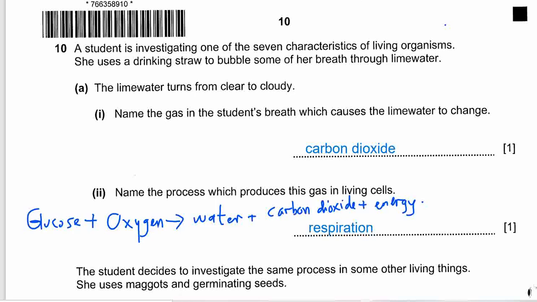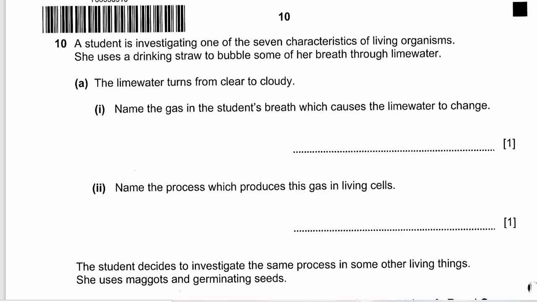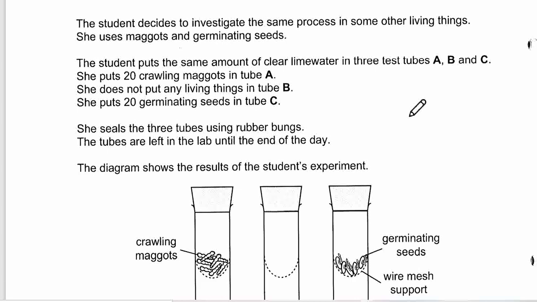As we know, the respiration process uses glucose and oxygen to produce water, carbon dioxide, and also energy. So this is the process of respiration. They produce carbon dioxide. Now let's move on to the next question.